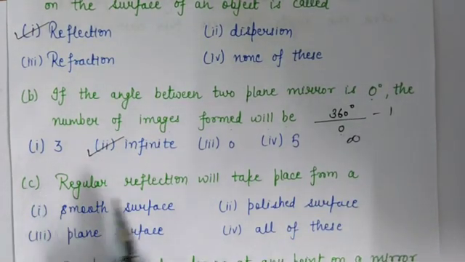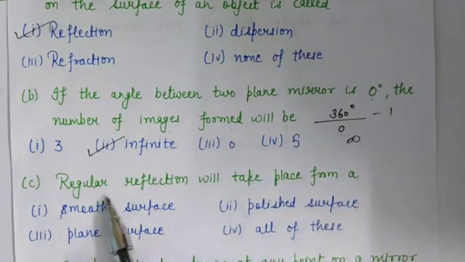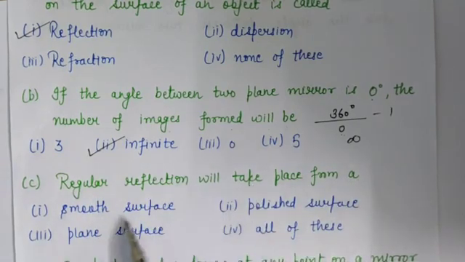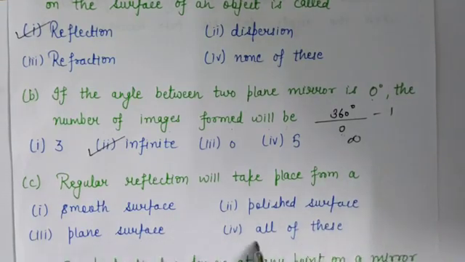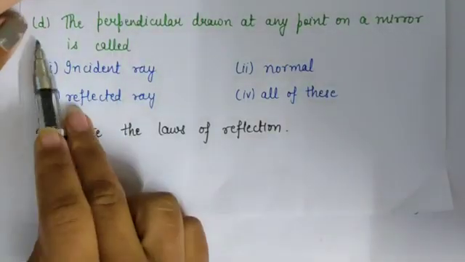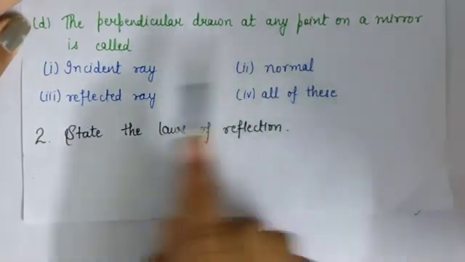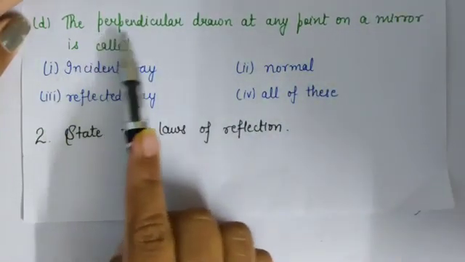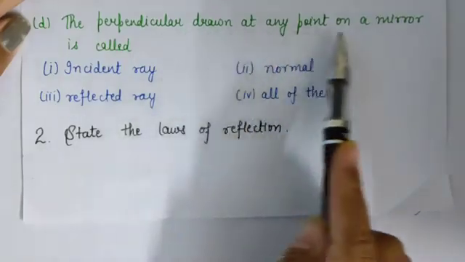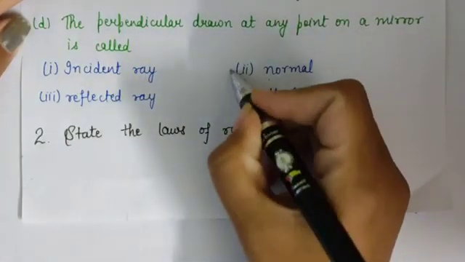Now C part: regular reflection will take place from a... So regular reflection will take place from a smooth surface, from a polished surface like a mirror, from a plane surface. So the answer is all of these. Now D part: the perpendicular drawn at any point on a mirror is called... So the perpendicular drawn at any point on a mirror is called normal.